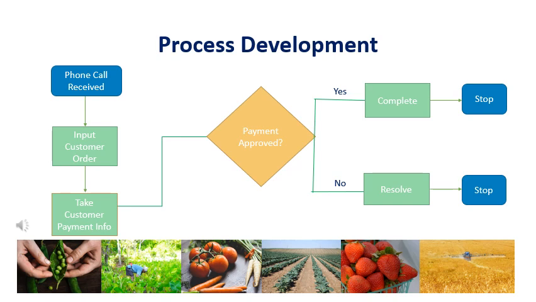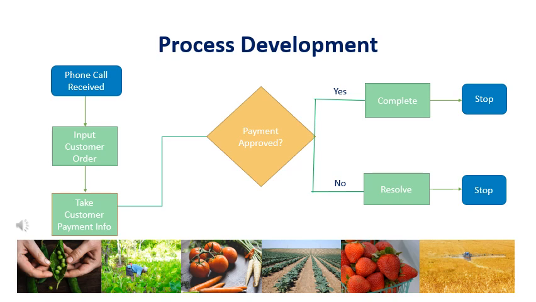Oftentimes, when you think about mapping, a lot of times it's involving processes and development of how you move ideas through your business operation. Prime example is a quick little one we have here, which is receiving a phone call. And what happens when you receive a phone call? Well, the first thing it goes through is the input of the customer order. And then the next piece you'll see is taking the customer's payment information.